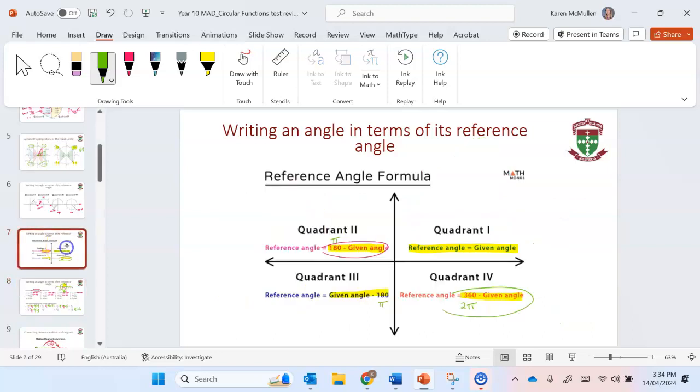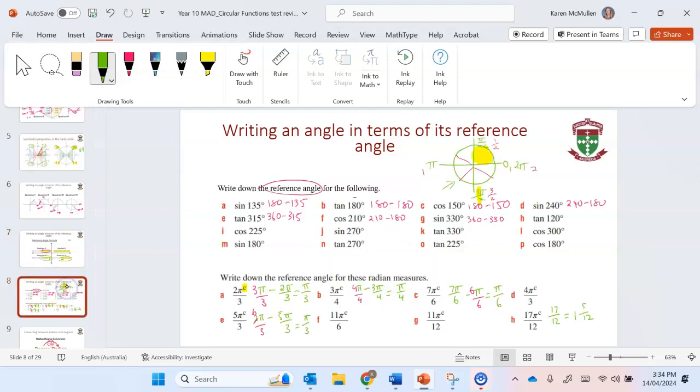So when I'm in that third quadrant, I'm going to have the given angle minus pi. So I'm just going to write that down. So 17 pi on 12 minus pi. Now if you want them to have the same denominator, just make sure whatever you do to the top, you do to the bottom.